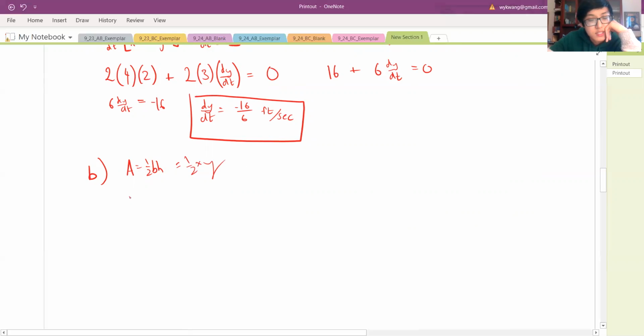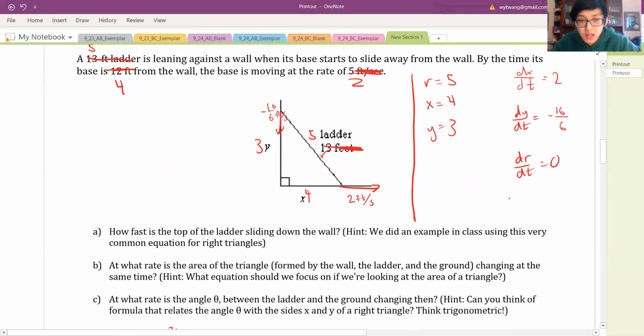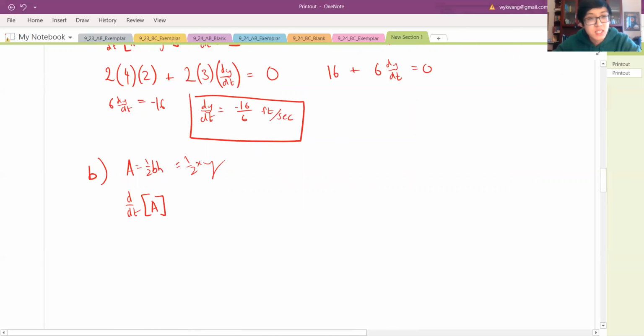So let's do d over dt of A. We're trying to find the change in area. So actually, I could write this down. We're trying to find dA over dt, the change in area over the change in time. That's our big question mark for this one. So dA over dt is equal to d over dt of 1/2 xy. So I'm going to solve for this. Remember the same process.